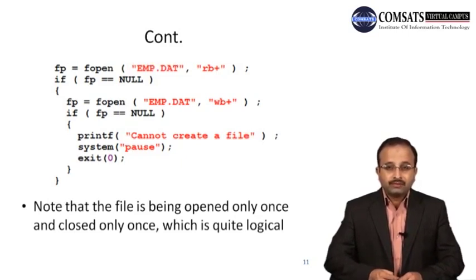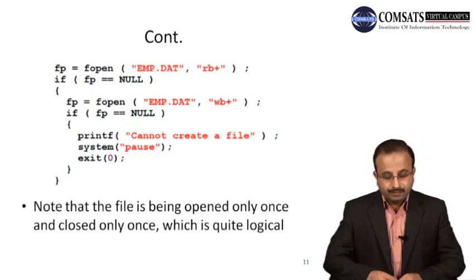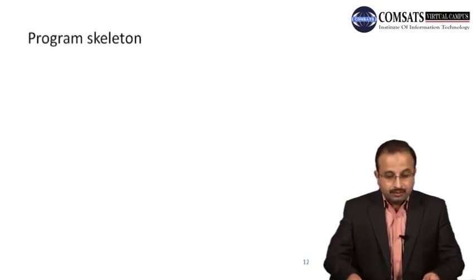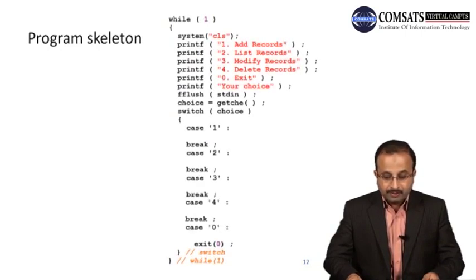Well, the functionality of the delete function is like this: you have to close the file because you have to delete the original file and rename the temporary file with the original file name, and then you can open the file in RB plus mode. Okay? So this is the program skeleton, a database program skeleton.